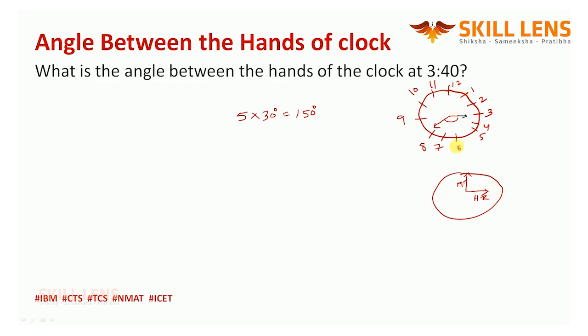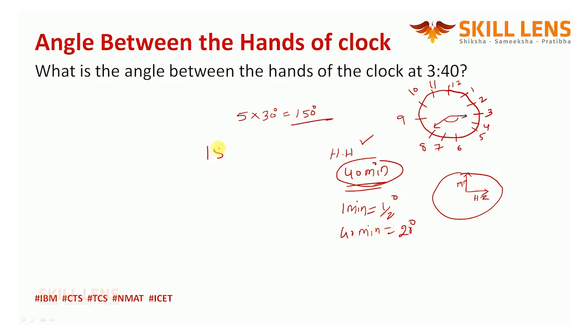In a span of 40 minutes, your hour hand will be tilted. Out of 150, in 40 minutes, the hour hand should be tilted by some degrees. You know the fact about the hour hand: in 1 minute, it tilts half a degree. Then in 40 minutes, how many degrees? 20 degrees. So from 150, you subtract 20 and get 130 degrees.